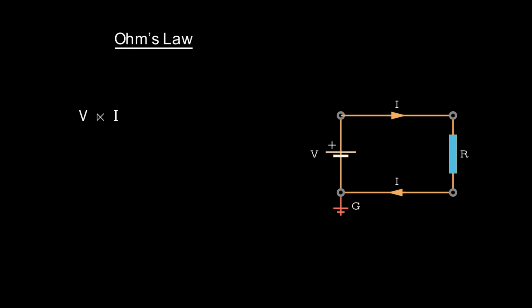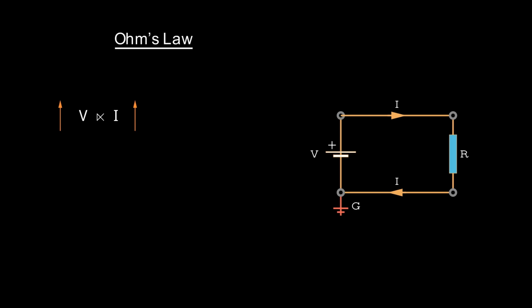Ohm's law states that the voltage across a conductor is directly proportional to the current flowing through it, provided all physical conditions and temperatures remain constant. This means that, if we increase the voltage, the current also increases proportionally, assuming the resistance remains constant.